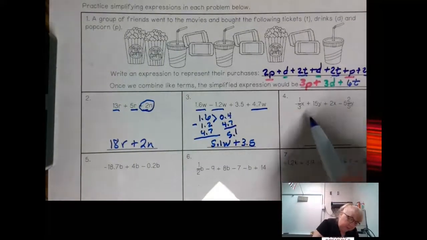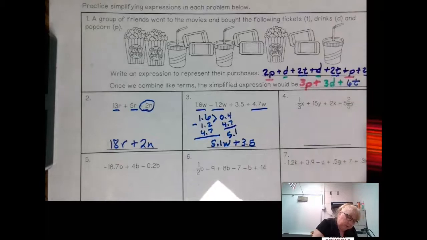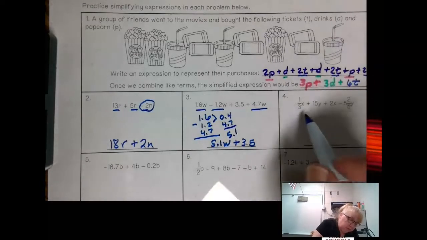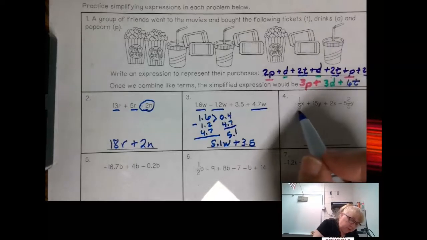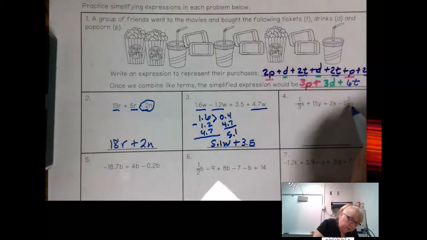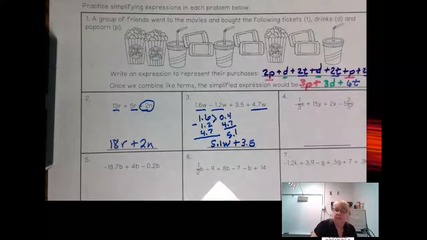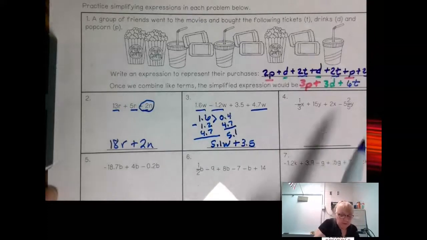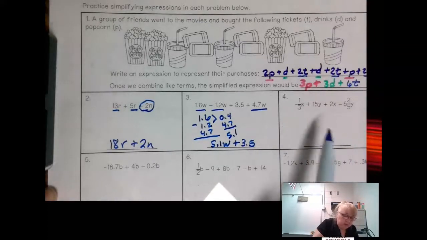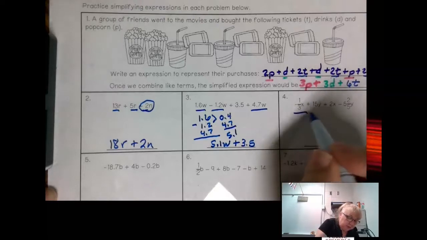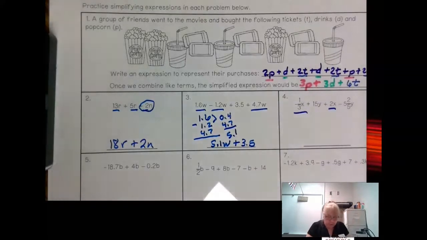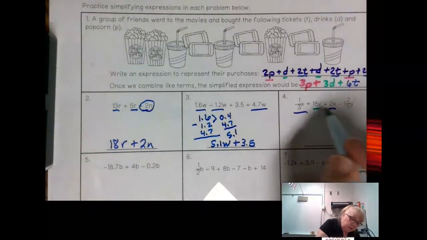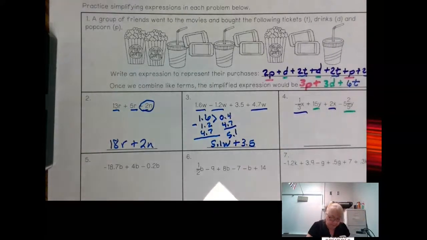Now the next one, we have some fractions. Do you remember how to do fractions? Well, it doesn't matter because they're not like terms. Look at this, this has a y and this has an x. You see that? That's a y and that's an x. So our x terms, here and here, we still need to know how to do a little bit with fractions. And here's y and here's another y.